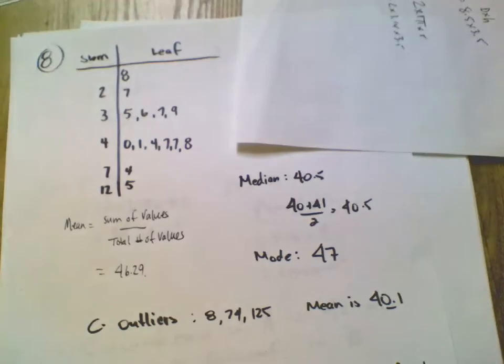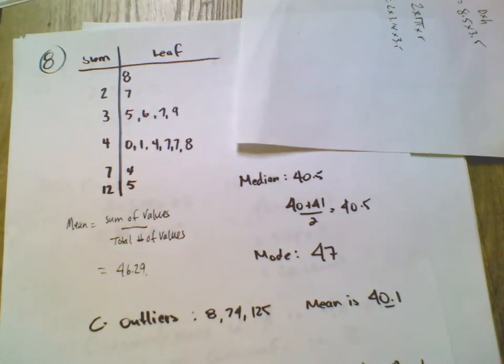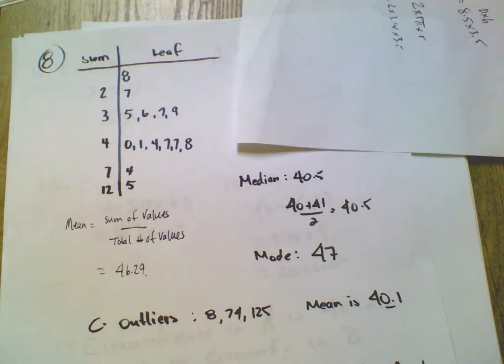Of course, the mode is the number that occurs most often. And in this case, it's 47. Our outliers, we have our 8, 74, and 125. These are three numbers that really don't tend to be centered around the rest of the numbers. In other words, they're kind of out there. If we were to throw those three numbers out, we realize that our mean is now going to be 40.1. So that's a big difference between 46 and 40. That's how outliers influence our values.